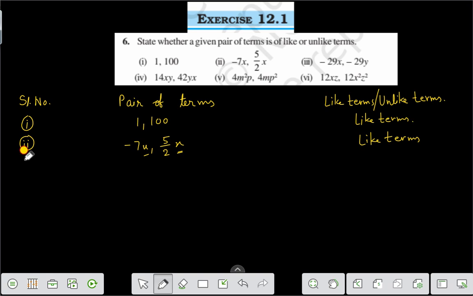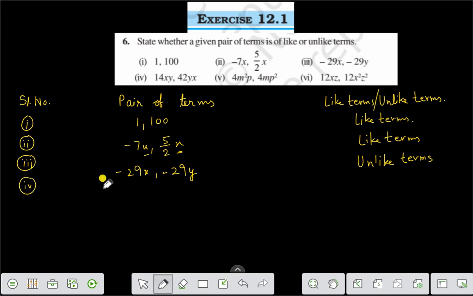Now, question number 3. Question number 3 is minus 29y. Here the terms are different. Here it is x, it is y. Therefore, these are unlike terms. Right? Now, question number 4.